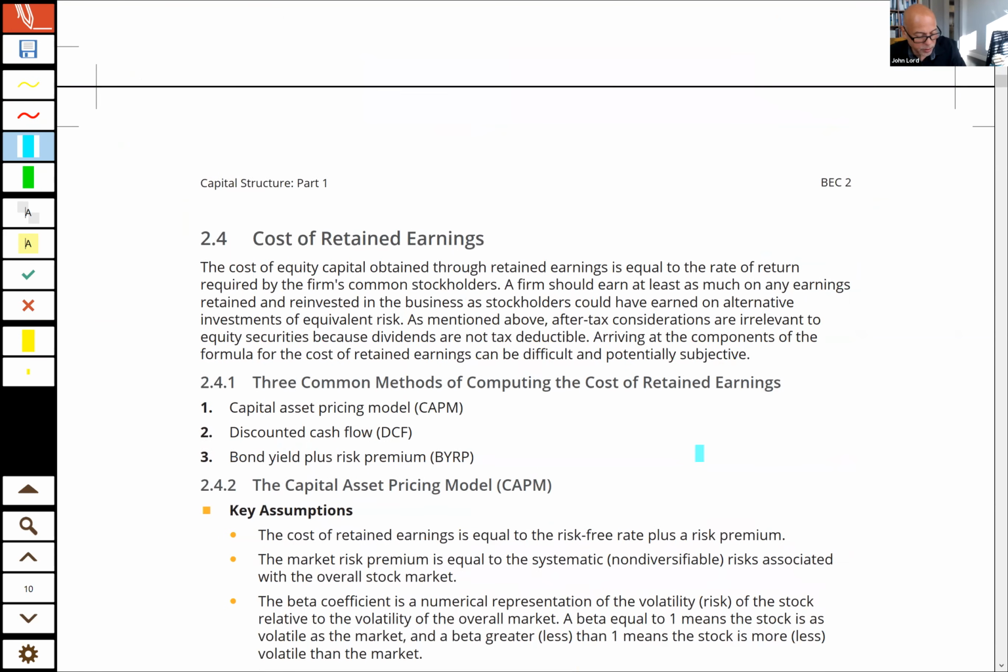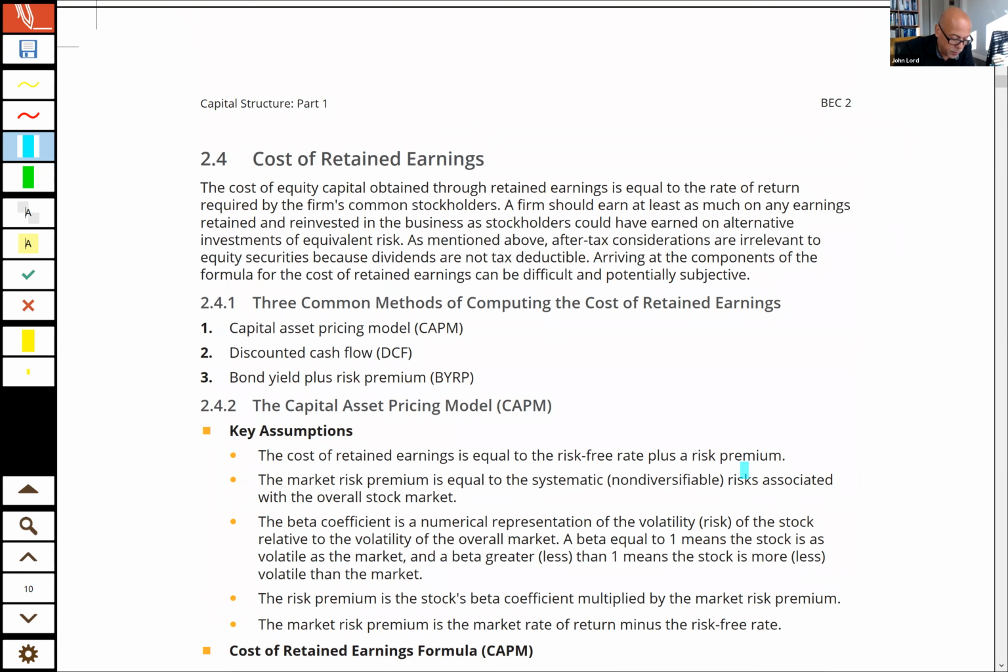Now, when we look at the cost of retained earnings, that's really how we're going to calculate the common stock portion of the cost of equity attained through retained earnings. It's how we're going to get the required return for our common shareholders, which is the common stock portion of the cost of capital for the weighted average cost of capital. So there are three common methods. Capital asset pricing model, which is my personal favorite.